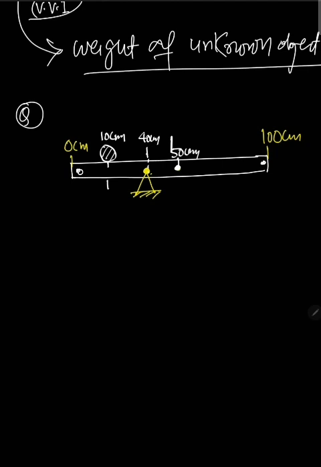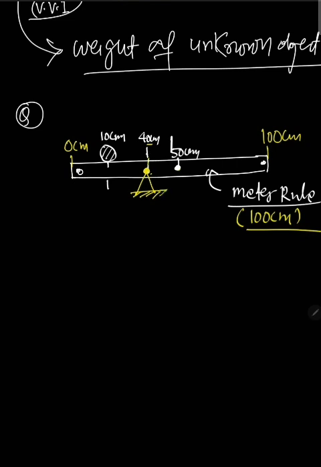Okay, let's take one example. Suppose this one is our meter rule. Meter rule means whenever in a question they write meter rule, you should understand that this is one rule, a meter rule. Okay, whose total length is how much? 100 centimeter. Okay, so this one is one scale, whose length is 100 centimeter. Now in the question it has said that this meter rule is hinged or supported at the 40 centimeter mark. What is the meaning of this? The scale in which there is a 40 centimeter mark, at that point we have given one support, a hinge support.